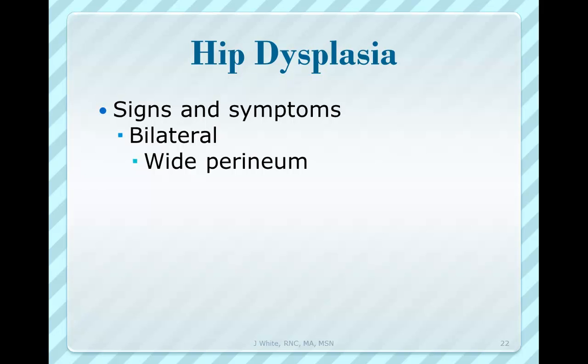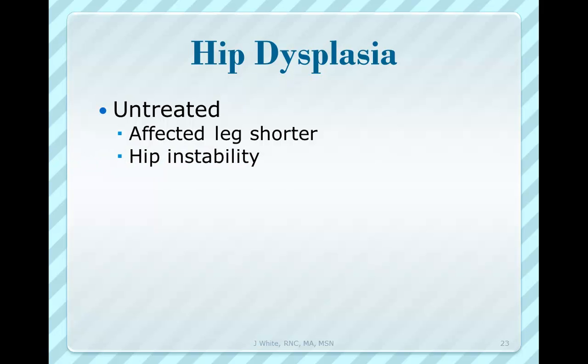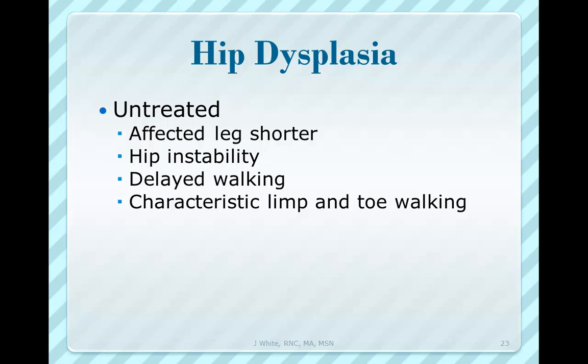In a bilateral, especially in a little girl, you will find a wide perineum because the femurs are up and behind the normal site, and so it makes the perineum look wider. Untreated hip dysplasia will lead to a shorter leg on that side, hip instability, and delayed walking. Because of this lack of stability, they will be slower to learn to walk. They will learn to walk, but it will be slower. They will have a characteristic limp, almost a waddle, and they will tend to walk on their toes.